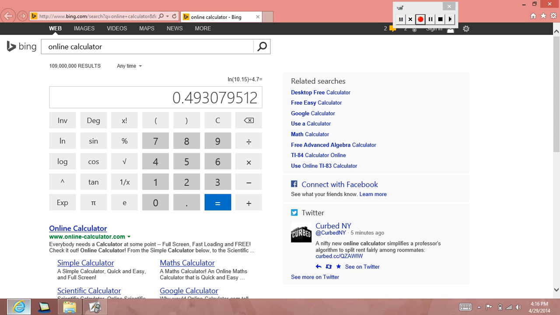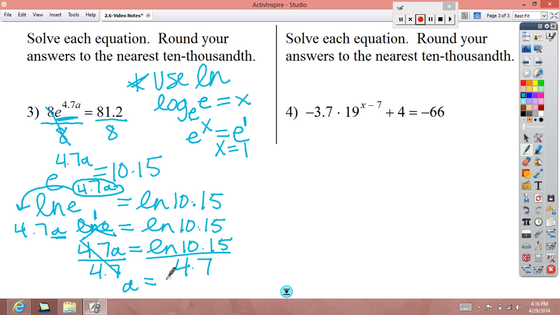Okay? And here I get my answer. And again, to the 10,000, so 4 decimal places, so 0.4930, but this 7 rounds it up, so 0.4931 is going to be my answer. Okay? So when I have that E there, I'm going to always use ln. And you can use it on other ones too, but definitely on that one.